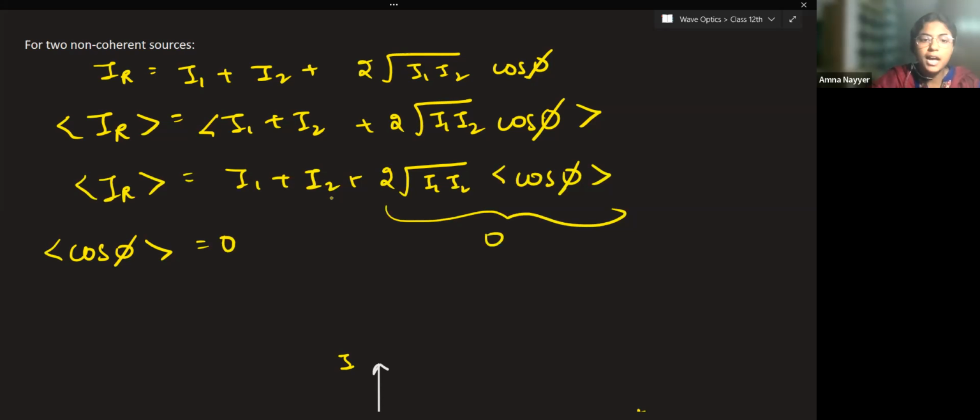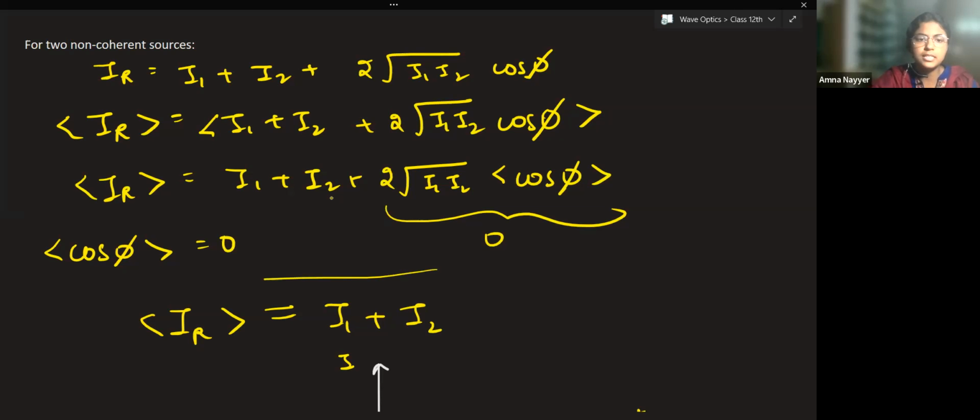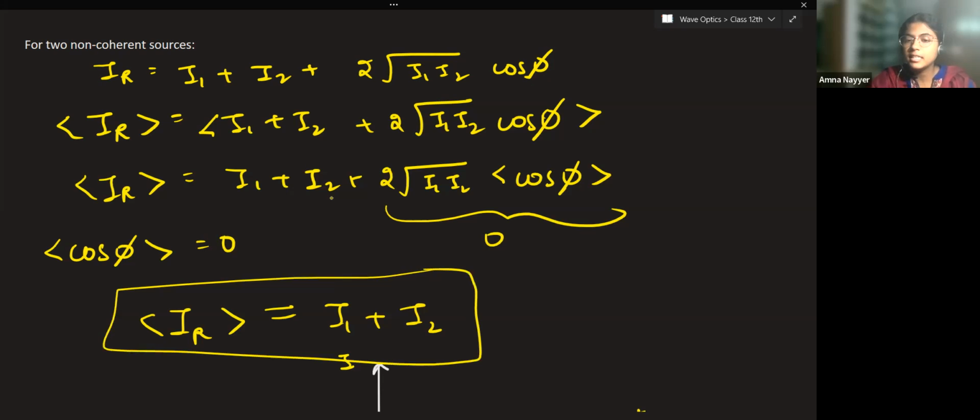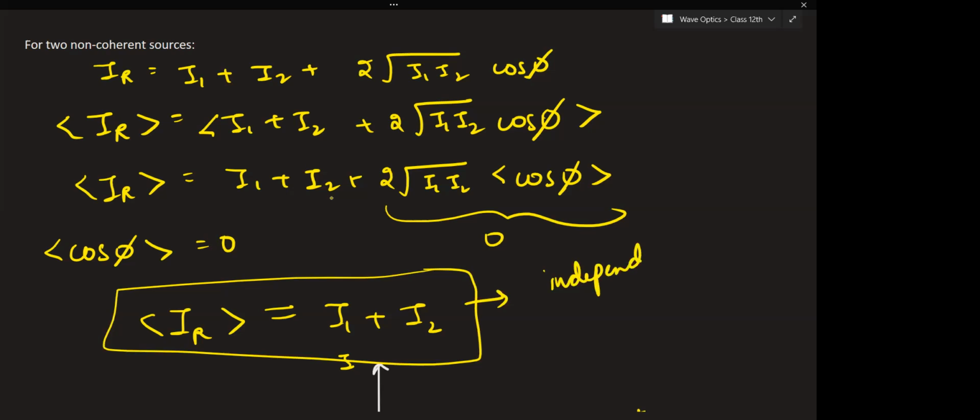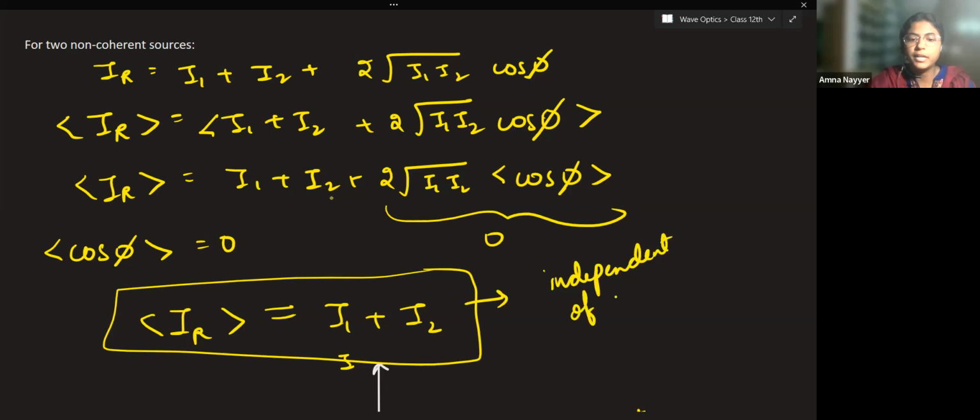So what will be the average intensity? The average intensity will be equal to I1 plus I2. Is there any phi now in your answer? If I say this is the resultant intensity, is there any phi? No, this is independent of phi, independent of phase difference.